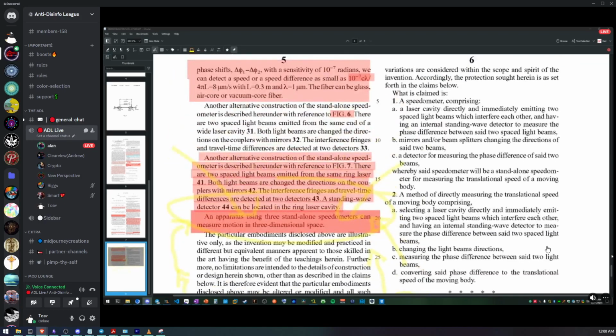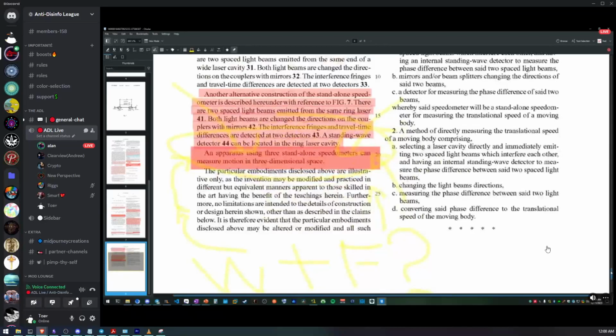So this technology that he patented, you'll never guess what it is, Dave. It's a speedometer that uses the Sagnac effect to measure absolute linear motion. And if you have a configuration of this speedometer in 3 axes, you can measure, let's see, the apparatus using 3 standalone speedometers can measure motion in 3-dimensional space. So you can measure absolute motion down to the micrometer in any direction, with no references outside of anything.